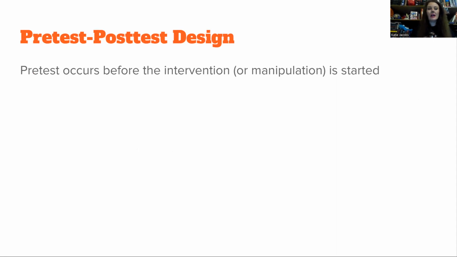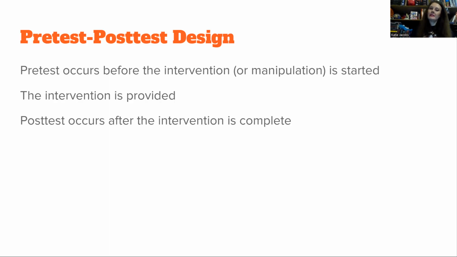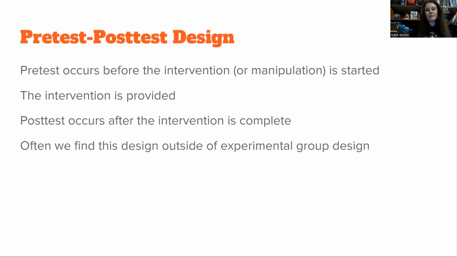For this, you have a pre-test that occurs before the intervention or the manipulation is started. You do it for both the control group and the intervention group. The intervention is provided, and then you have the participants take a post-test after the intervention is complete. Often we do find this design outside of experimental group design. A lot of times we'll see this with something called within group design.